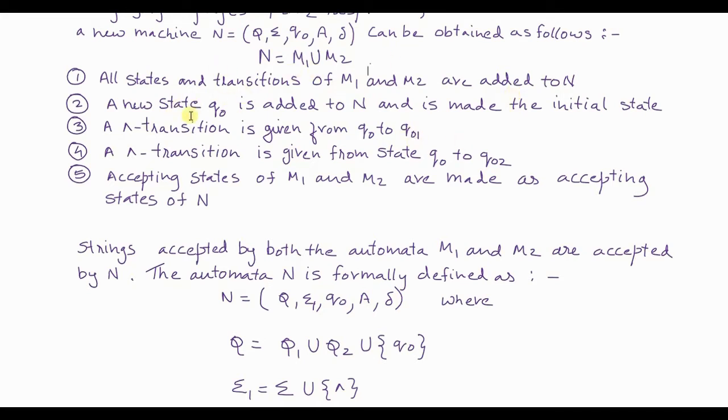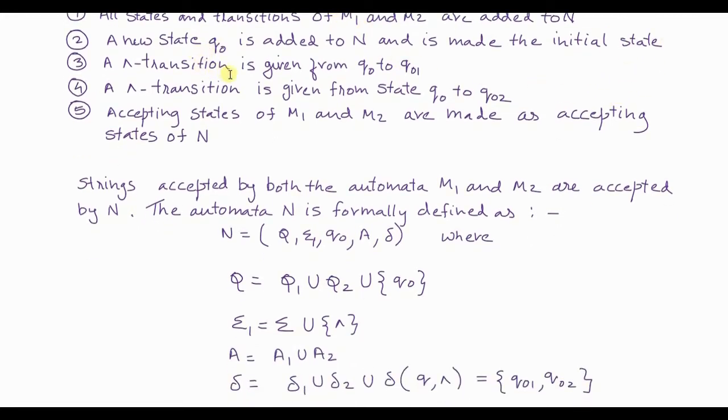Then a new state Q0 is added to N. So you create a new state Q0 and add it to N. And this new state is made the initial state of N. Then a null transition is given from Q0 to Q01, and a null transition is given from Q0 to Q02. And then the accepting states of M1 and M2 are made the accepting states of N.